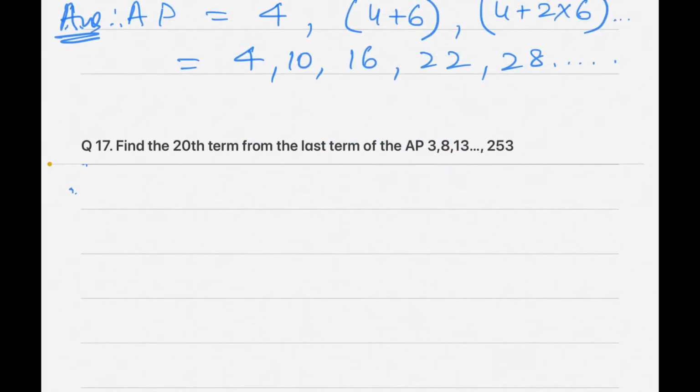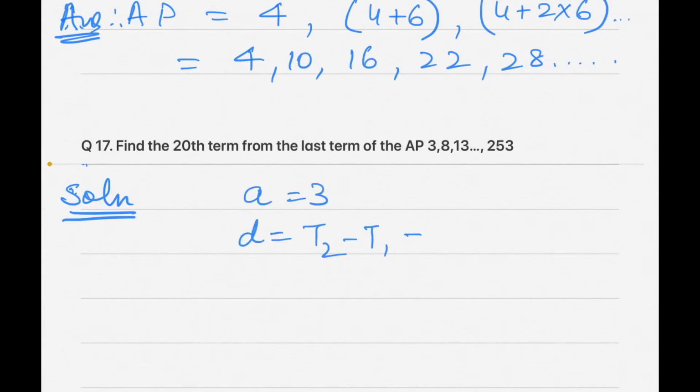Question number 17 says: find the 20th term from the last term of the AP 3, 8, 13, and the last term is 253. Okay, so now let's see the solution. You have to find the 20th term from the last term. From this AP we know that my a is equal to 3 and my d will be equal to the second term minus the first term, 8 minus 3, so it is 5.